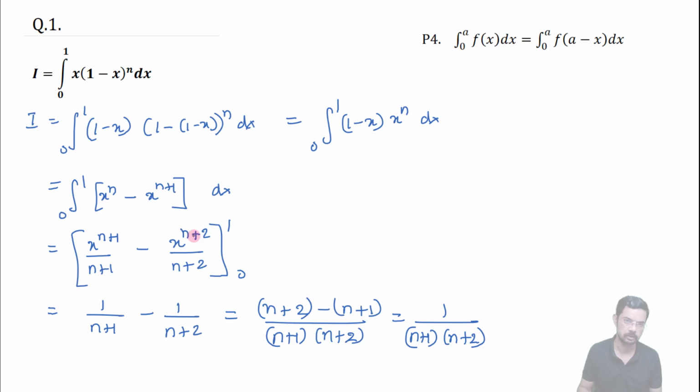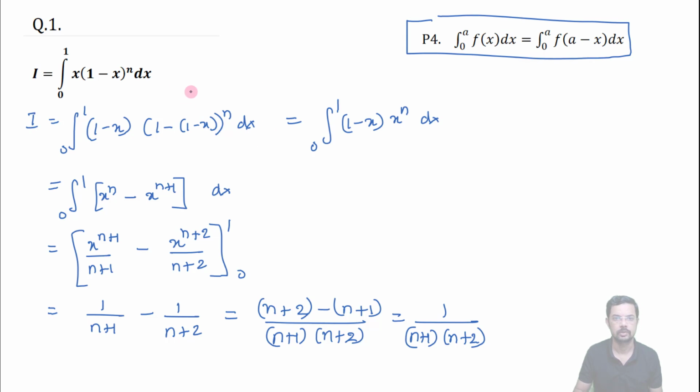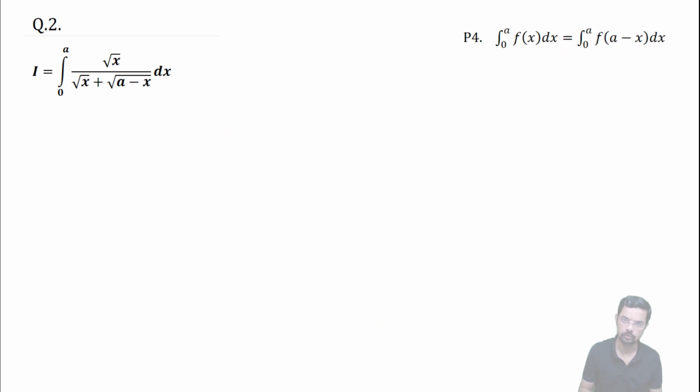So the problem is very simple. We just apply this property to get this step. So that's it for this problem. We shall move on to the next question using the same property.